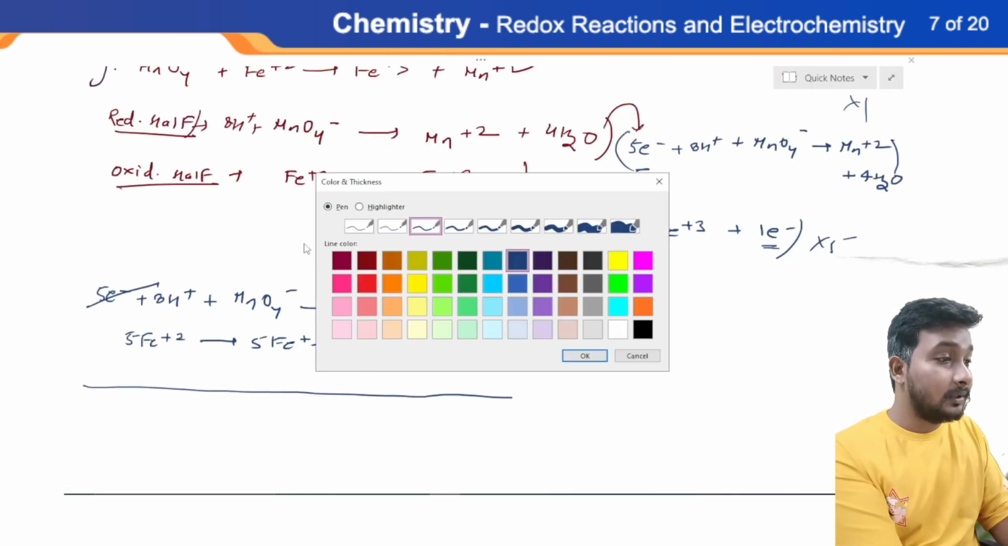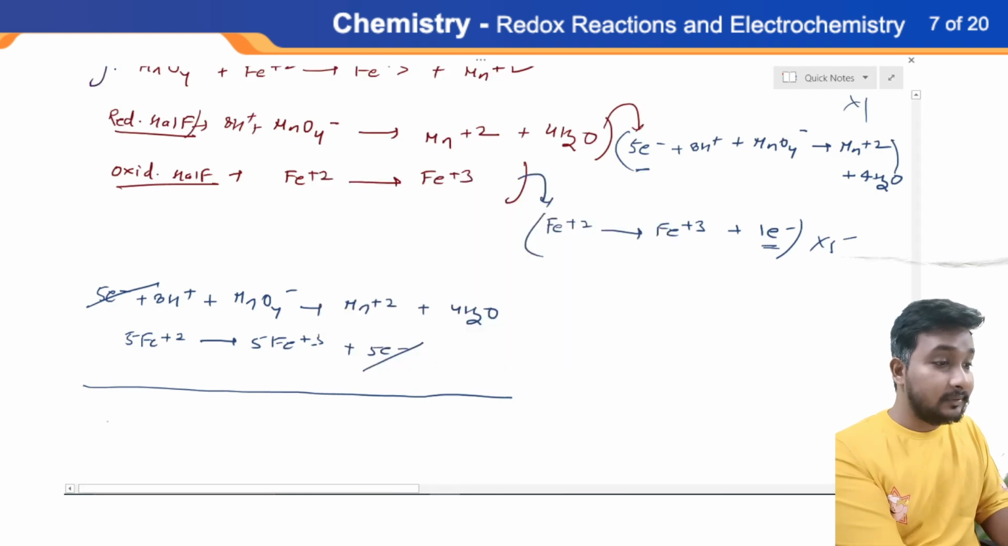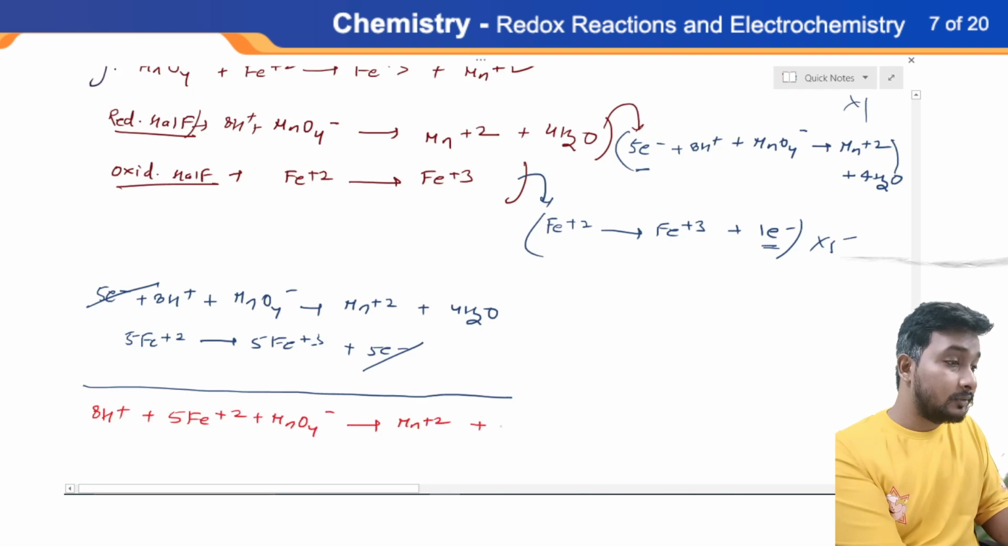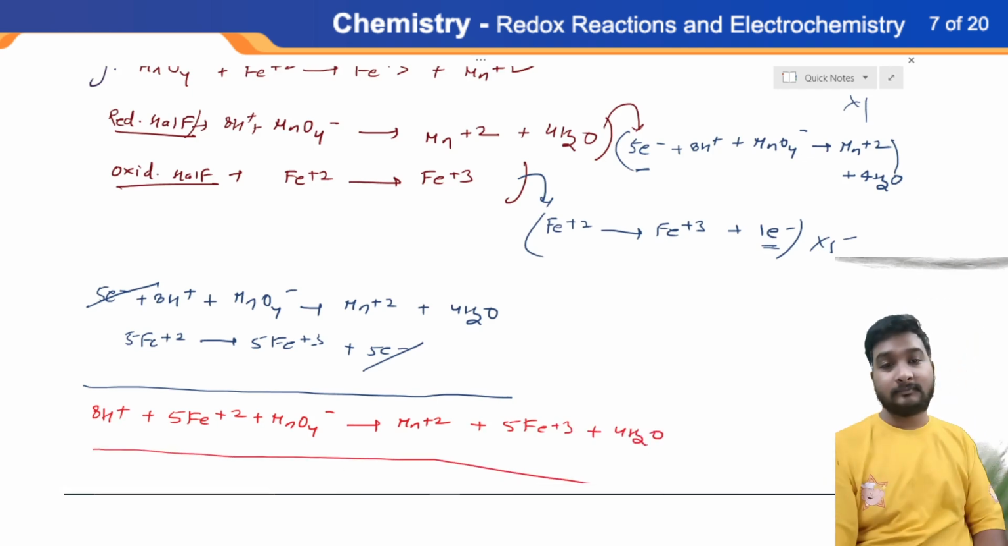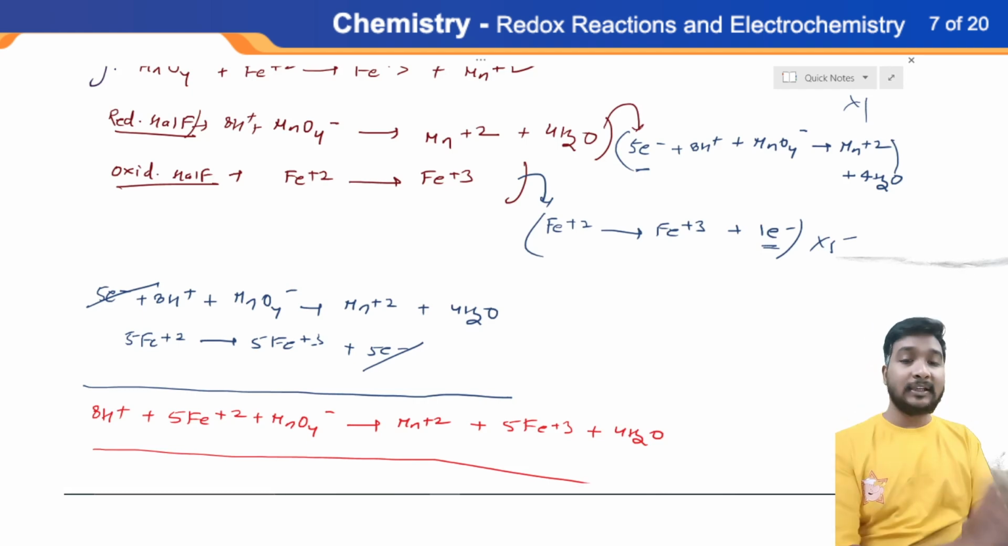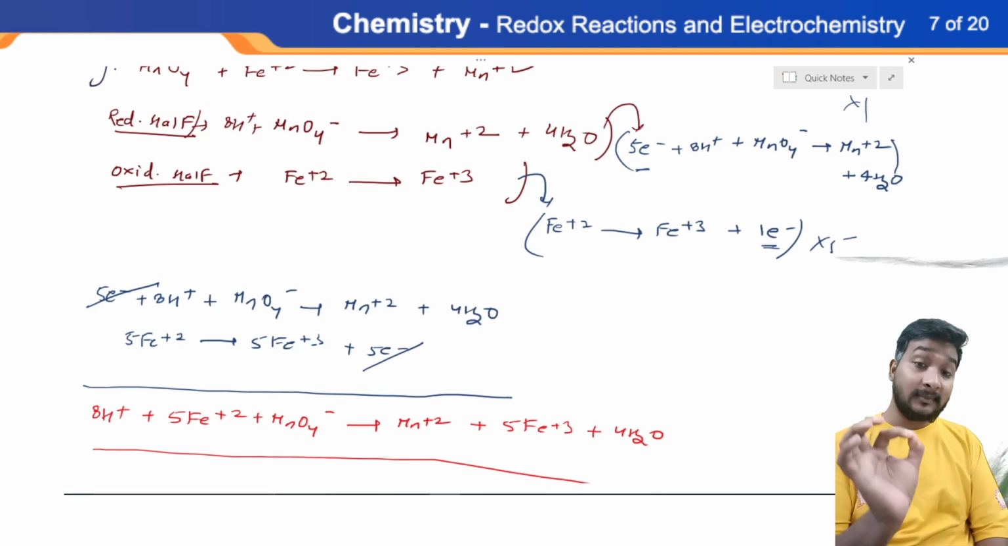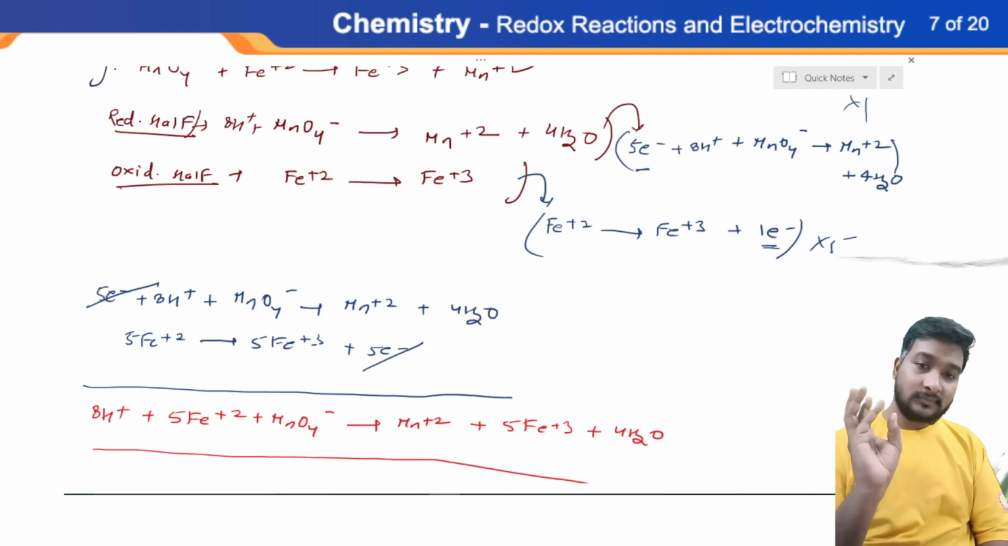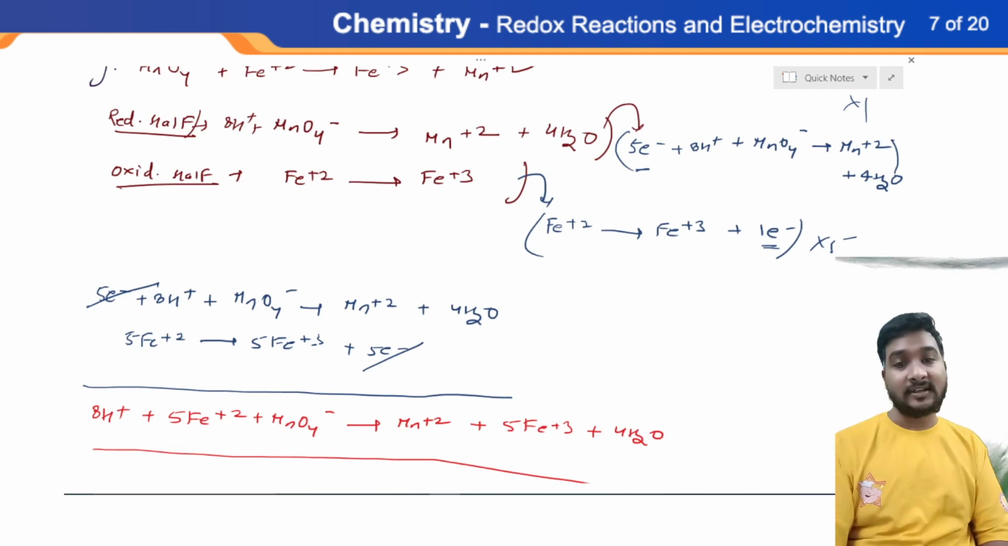Okay, and when they cancel out, you can write the whole reaction: 8H plus plus 5 Fe plus 2 plus MnO4 minus gives out Mn plus 2 plus 5 Fe plus 3 plus 4H2O. You can check this reaction. This will be in balanced form. Pause the video and check the atoms, species, ions as well as charge.